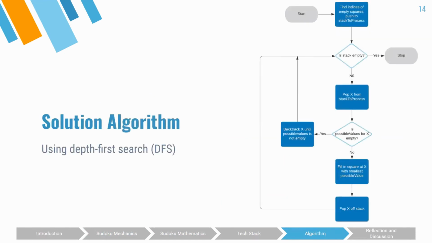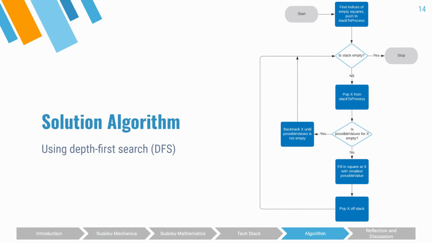And for the solution algorithm, I used a depth-first search approach. The general idea is that first we have a stack that keeps track of all the empty squares on the board. We check if the stack is empty in a while loop. Once we enter the while loop, we pop X from the stack and check if the possible values for X is empty.